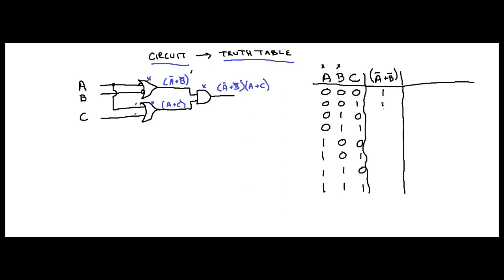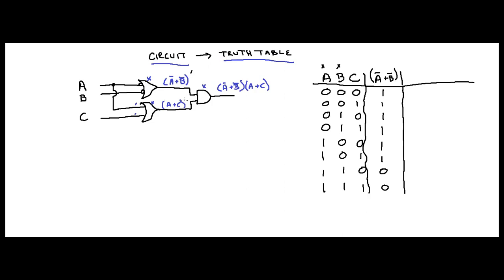So this would simply be what? 1, 1, 1, 1, 1, 1, and then what? This would be a 0, and this would be a 0. Now let's do the next one.